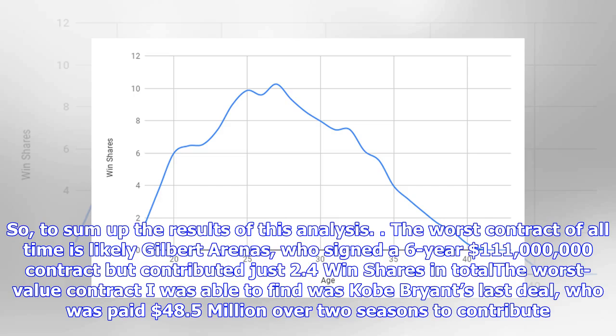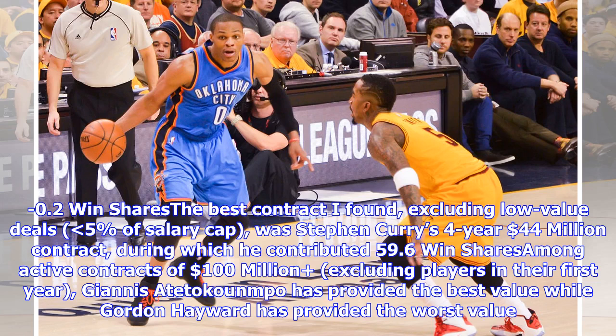So, to sum up the results of this analysis, the worst contract of all time is likely Gilbert Arenas, who signed a 6-year $111 million contract but contributed just 2.4 win shares in total. The worst value contract I was able to find was Kobe Bryant's last deal, who was paid $48.5 million over 2 seasons to contribute -0.2 win shares. Best contract I found, excluding low-value deals less than 5% of salary cap, was Stephen Curry's 4-year $44 million contract, during which he contributed 59.6 win shares. Among active contracts of $100 million, excluding players in their first year, Giannis Antetokounmpo has provided the best value while Gordon Hayward has provided the worst value.